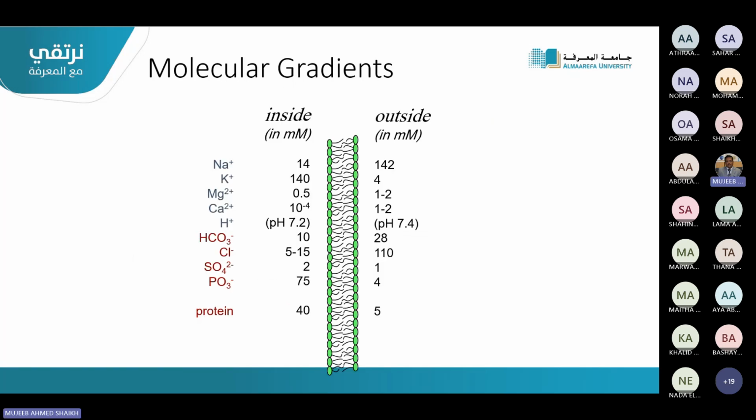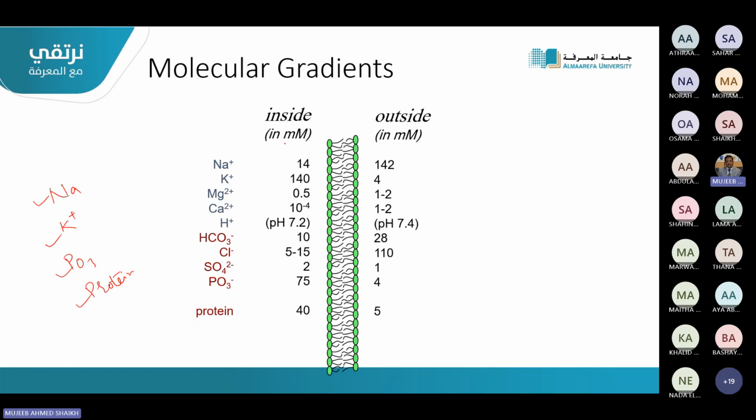Now this diagram shows you which side, how many, what is the quantity of each ion. So inside of the cell, at least remember 2, 3 molecules like sodium, potassium, phosphate, and protein. At least remember where they are more and where they are less. Inside, how much is their concentration, and outside, how much is their concentration. At least sodium, potassium, phosphate, and protein. At least remember the numbers of these.